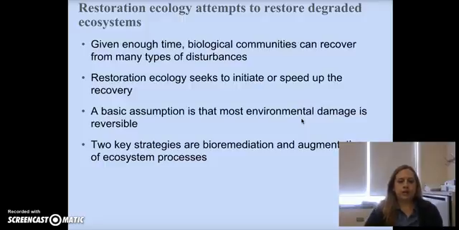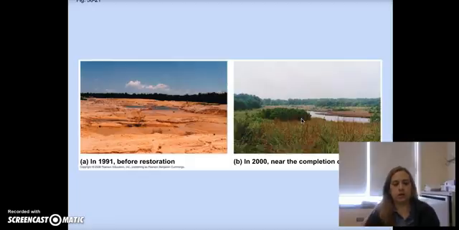Restoration ecology then attempts to restore degraded ecosystems. We talked about conservation biology, but now with restoration ecology you're trying to restore ecosystems. The idea is that given enough time, biological communities should be able to recover on their own from many types of disturbances. Restoration ecology seeks to either initiate or speed up that recovery. One of the basic underlying assumptions is that most environmental damage is reversible, at least up to a certain point. Two key strategies for this are bioremediation and augmentation of ecosystem processes.